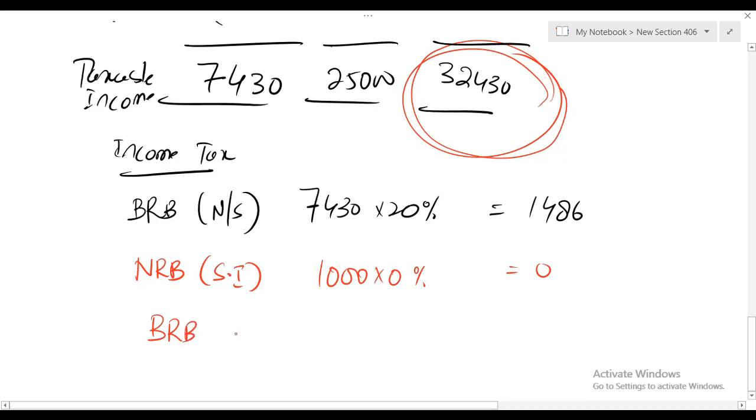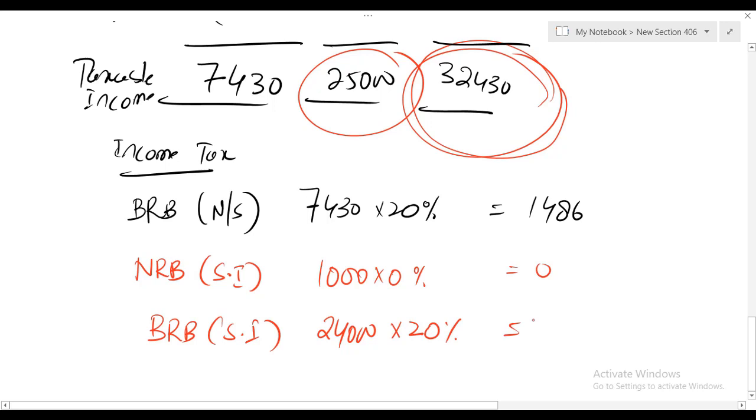Basic rate band, saving income. From this 25,000, I have to deduct 1000 because out of this 25,000 saving income, 1000 actually falls in nil rate band. So I'm left with 24,000. Entire 24,000 falls in basic rate band because Mr. X's entire total taxable income is even lower than 37,700. So this 24,000 also falls in basic rate band where the tax rate is 20%. 24,000 into 20% gives us 4,800.